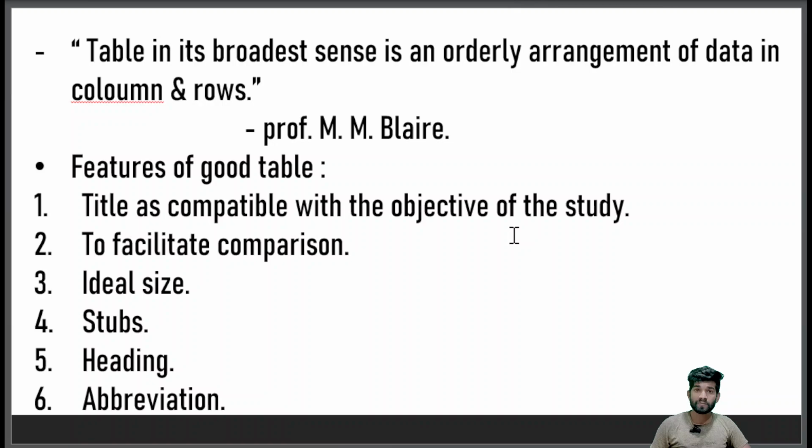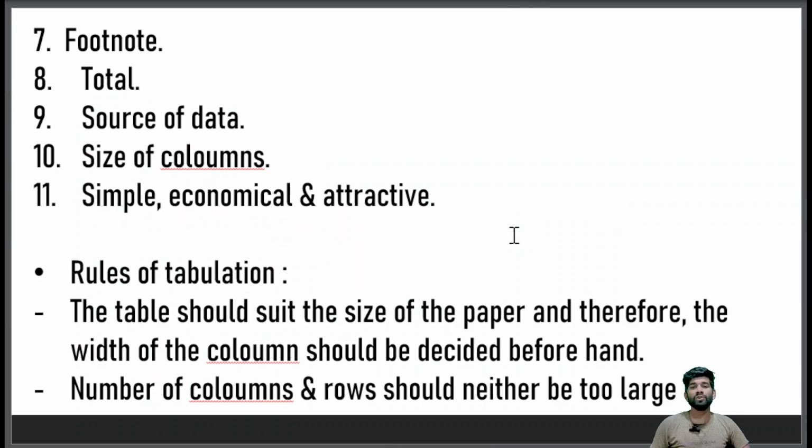Ideal size, we have to make the ideal size of table. It's not like our page is A4 and our table is A6. It's not a good impression on the guide. Ideal size, stubs, headings, abbreviations, footnote, total, source of data, size of columns, simple, economic and attractive. The table should be simple, economic and attractive.